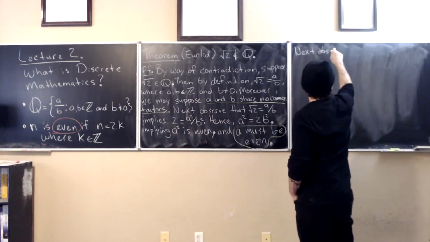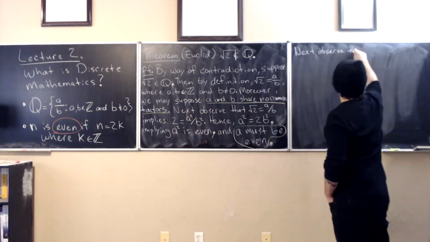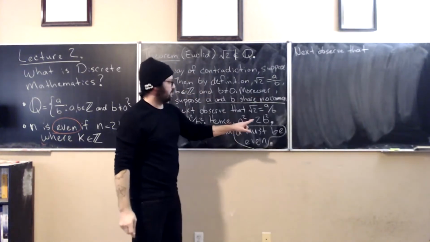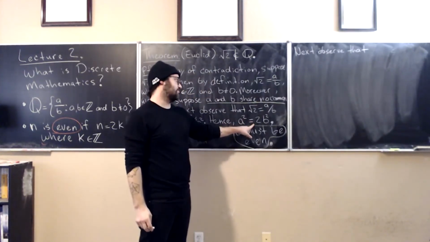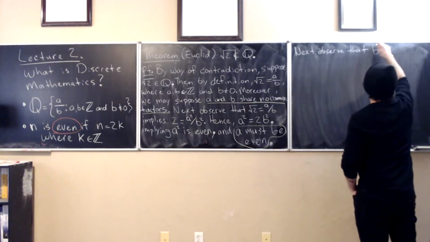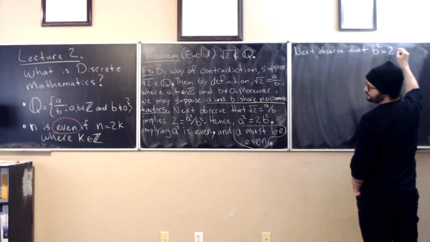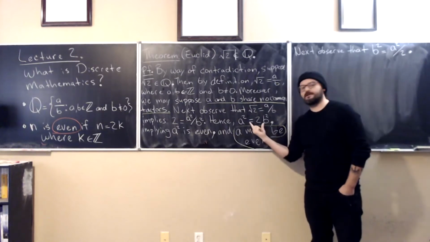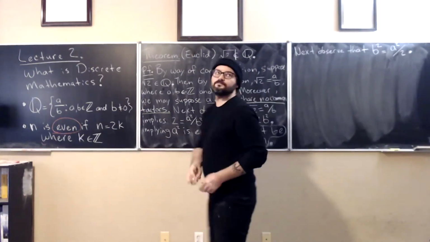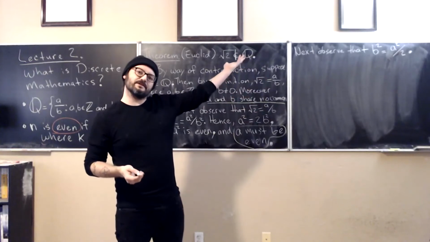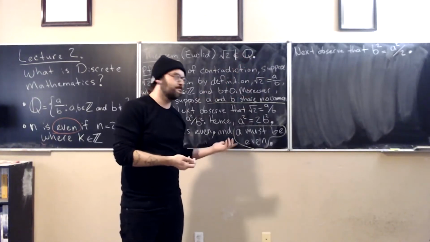Next, observe that, looking at this equation here, a squared is equal to 2 times b squared, that b squared is equal to, I'm sorry, b squared is equal to a squared divided by 2, right? I just divide both sides of this equation by 2. Okay, so we have a formula for b squared. Let's see if we can discover anything about its properties.